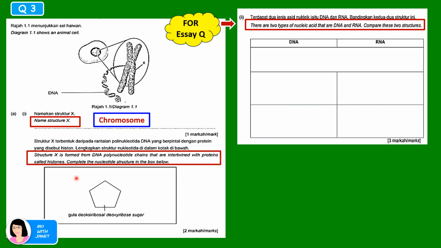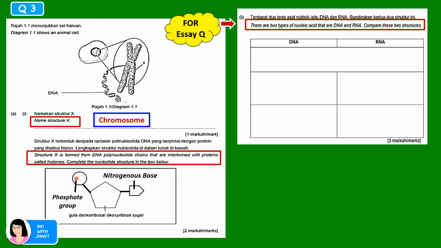Right, let's look at the answer. So you have to add in the nitrogenous base and the phosphate group on the two sides. So it looks like this. Draw the phosphate group, label it on one side, and draw the nitrogenous base on the other side of the sugar. Label it nitrogenous base. Since it's 2 marks, it's 1 mark for each component: phosphate group, 1 mark, and nitrogenous base, 1 mark.